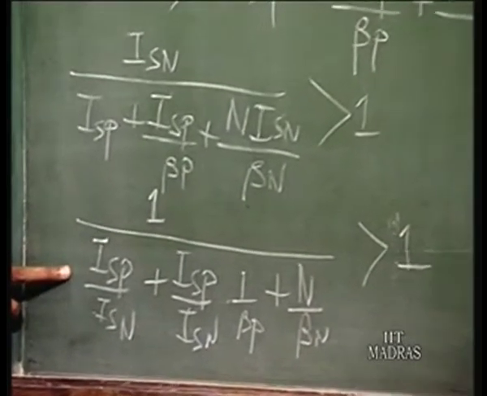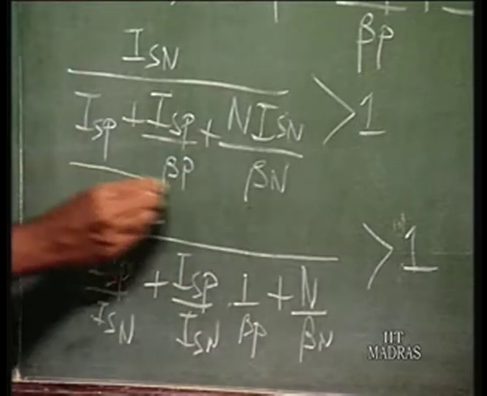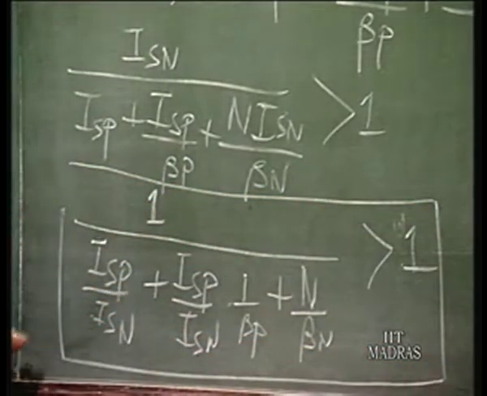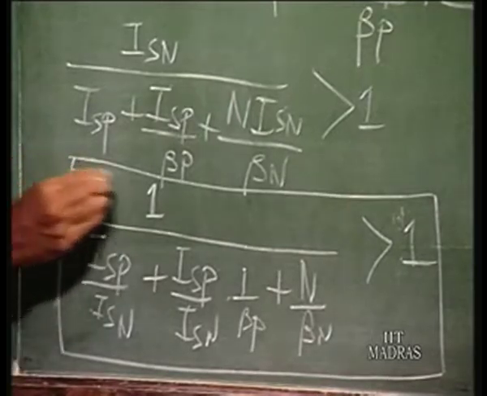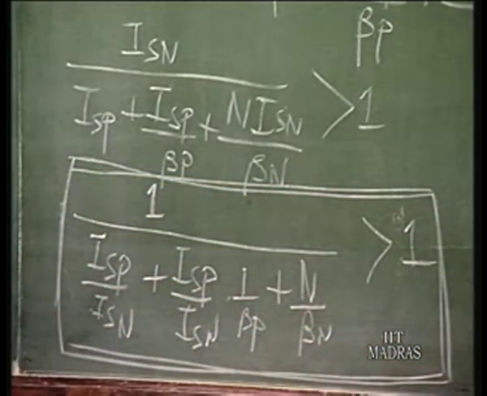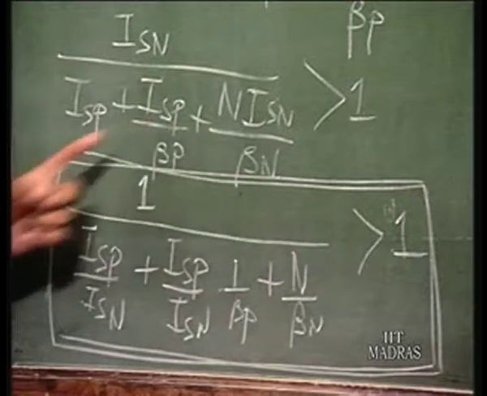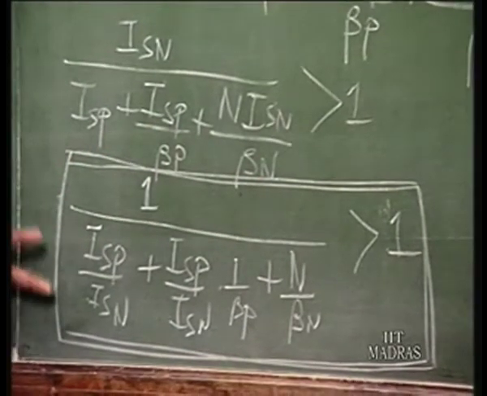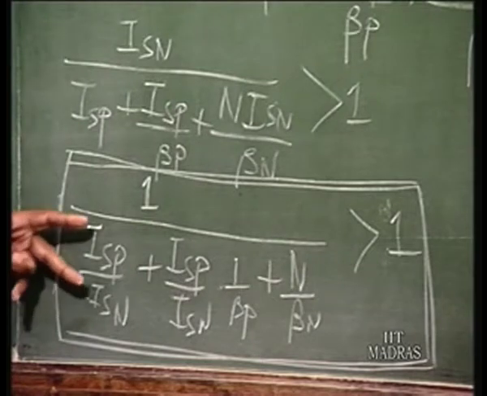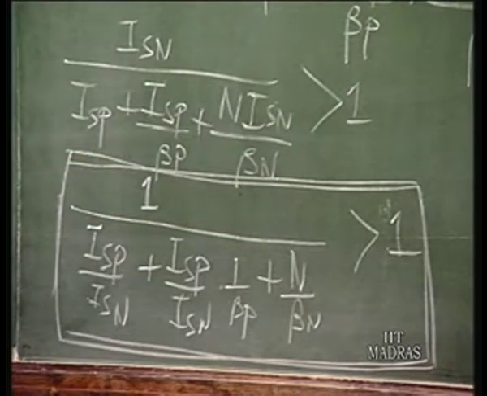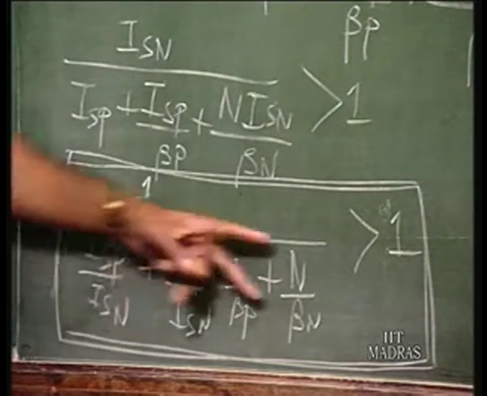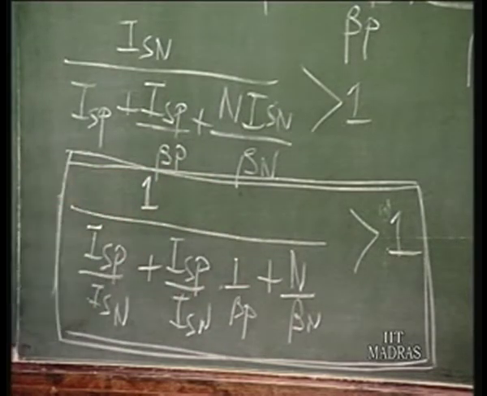Let me make a box here. So, this condition must be satisfied. When you say that this has to be greater than 1, what does it tell you about the denominator? This denominator must be less than 1. Now, this denominator consists of 3 terms. So, if a plus b plus c has to be less than 1, each individually has to be less than 1. So, ISP must be less than ISN.